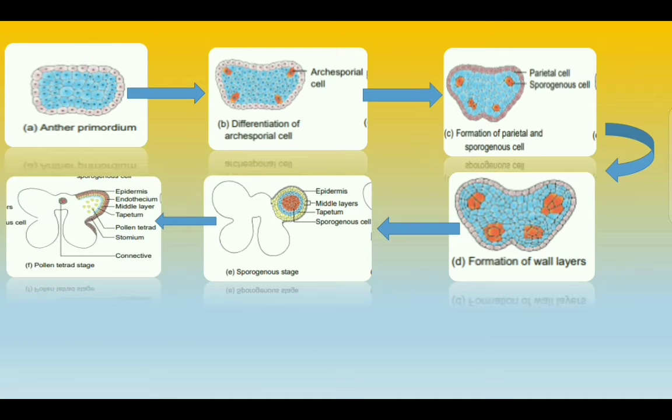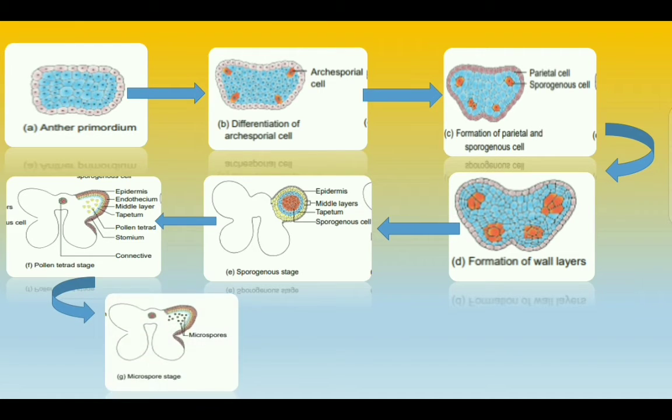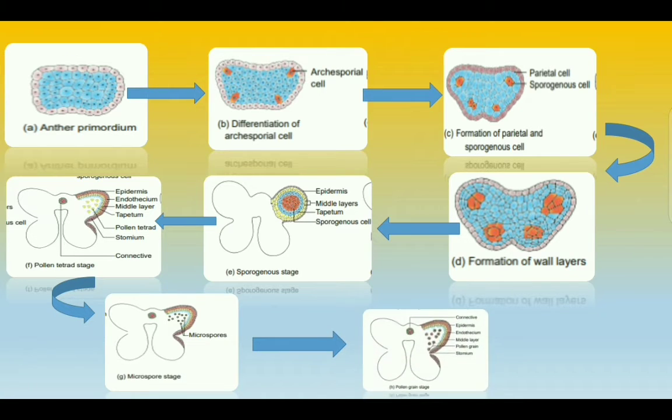Next you can see the pollen tetrad stage. You can see four lobes very clearly, and in each lobe, you can see the epidermis followed by endothecium, middle layer, tapetum, and also the pollen tetrad. Next is the microspore stage. Next, you can see the pollen grain stage, where these microspores separate and form the pollen grains. So this is the development of an anther.